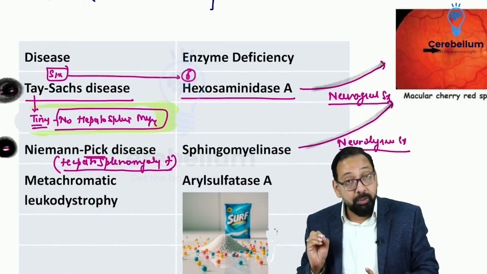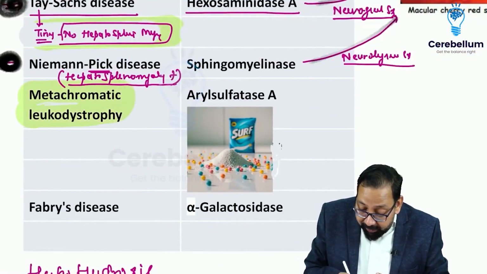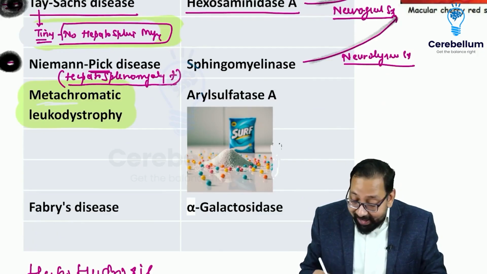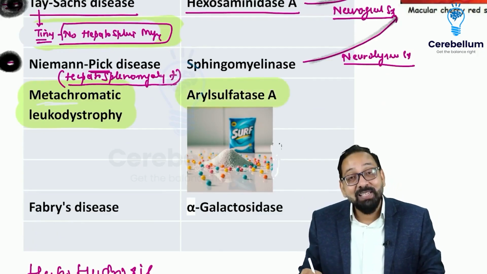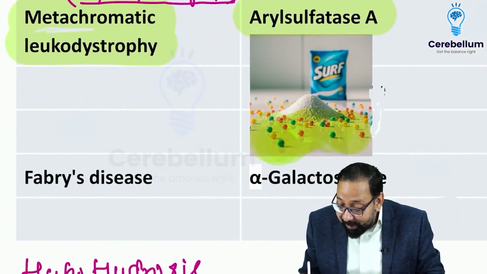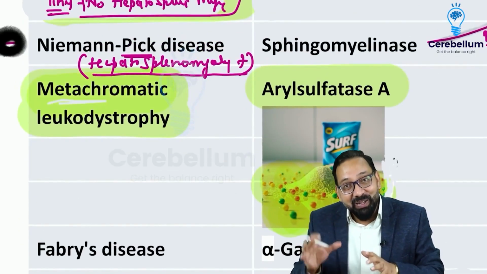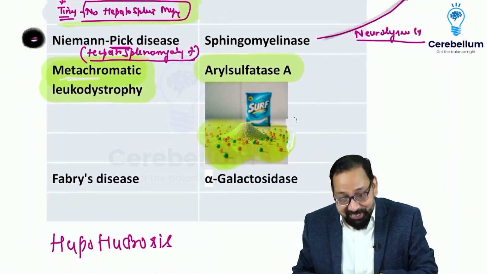Neem soap mnemonic. Now, metachromatic leukodystrophy, you can easily remember by the mnemonic aryl surf. Aryl sulfatase A. Yes, in aryl surf you can find multiple color granules, metachromatic multiple color granules. Aryl sulfatase A is deficient.